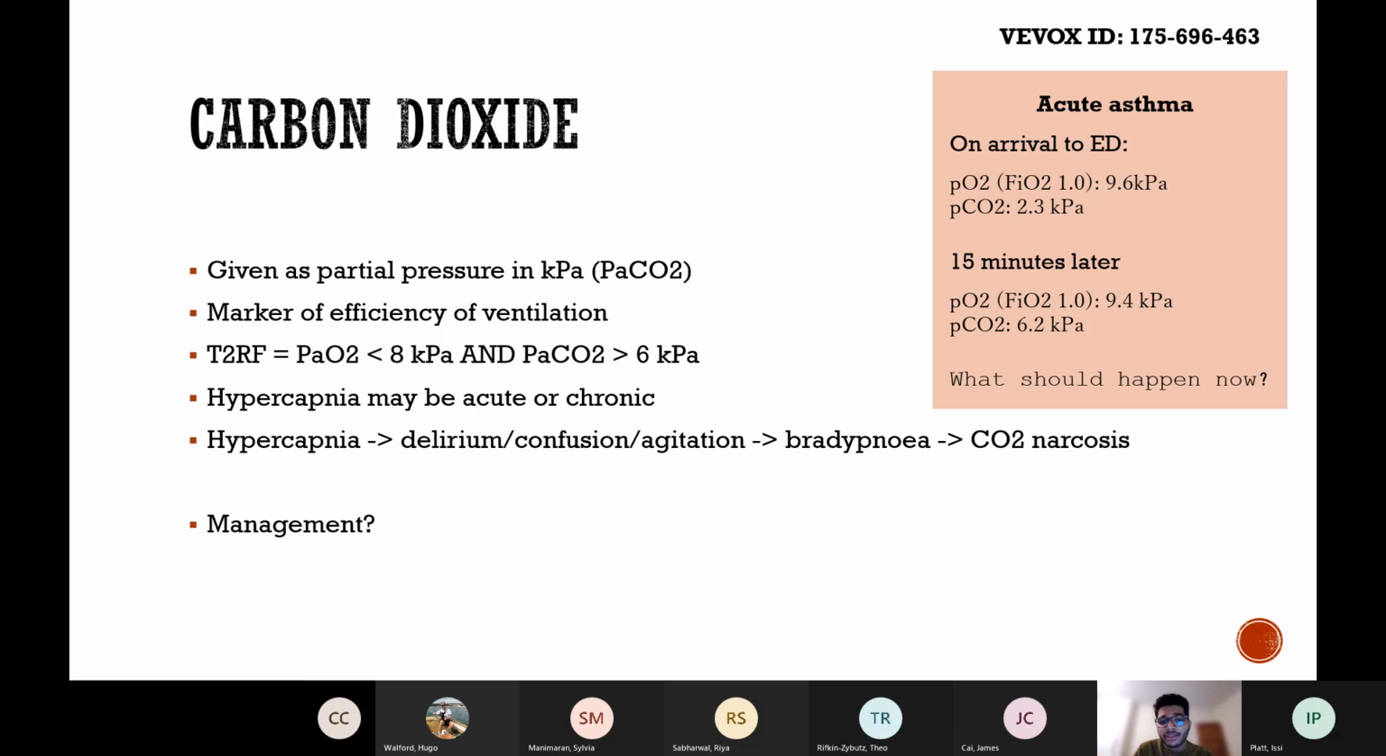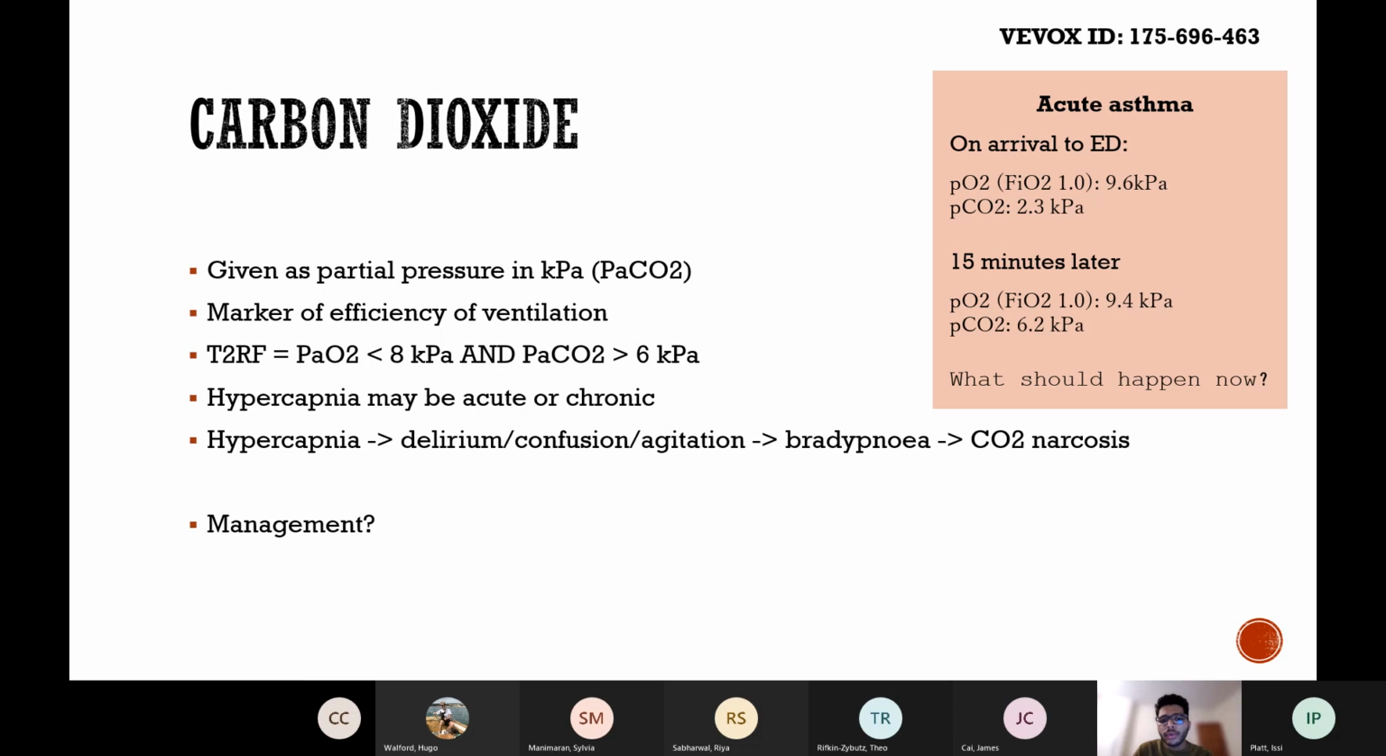But 15 minutes later, their CO2 starts to rise, and that means that they are tiring of breathing, and this is either a life-threatening or a near-fatal asthma attack. So what should happen now is that you're done with all of your inhalers and your salbutamol, ipratropium, magnesium. None of that's going to help this person now because they're in very severe respiratory distress. They need to be intubated and ventilated.